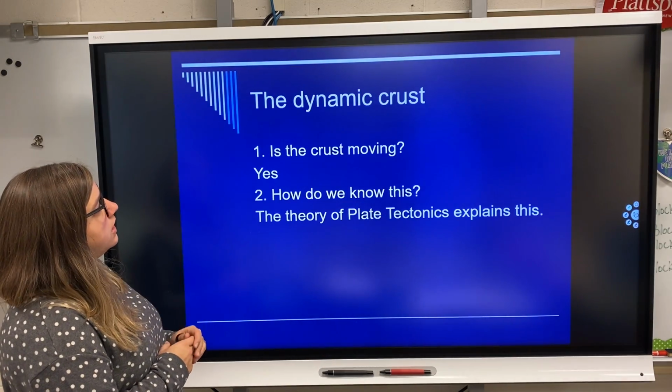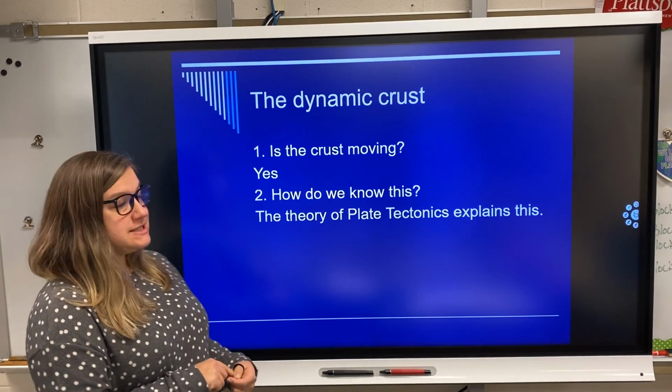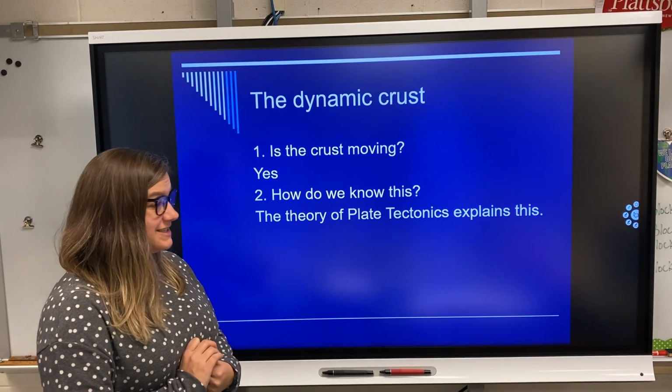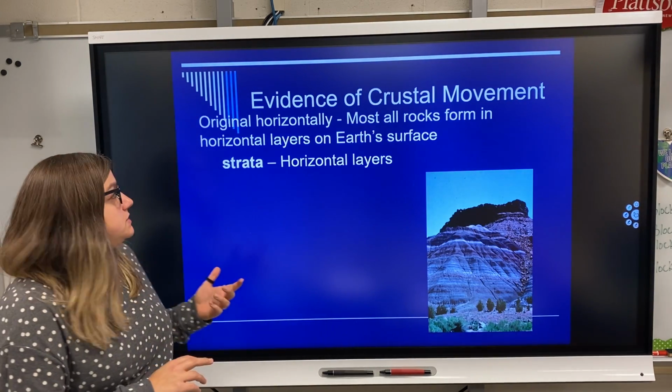So, is the crust moving? Yes. How do we know this? The theory of plate tectonics explains this, and we're going to get into that. So, evidence of crustal movement.